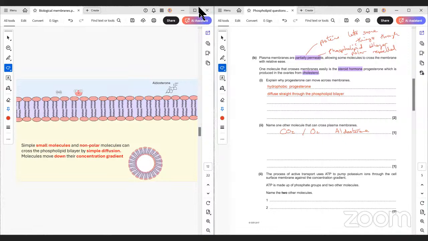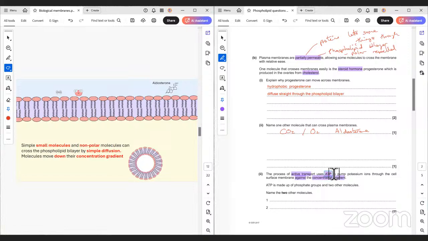Then we look at the next question, which is asking about active transport and the use of ATP to pump potassium ions through the cell surface membrane against the concentration gradient. They've given us lots of hints here. We're going against a concentration gradient, it's active transport, and ATP is provided. Whenever you see questions like this, I always say use that as a guide for making your revision notes, because what you actually have here is a definition of what active transport is.